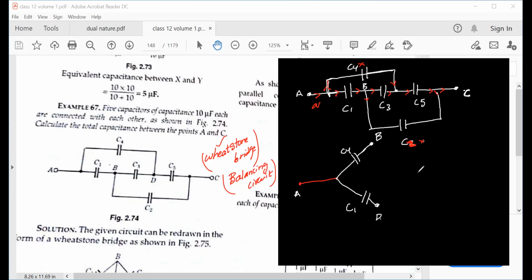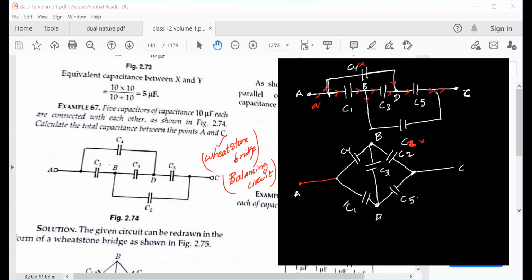Now the same thing at the C point: I'll draw two more capacitors. From B to the C point, one more capacitor, and from D to the C point, one more capacitor. This is C2 and this is C5. Below there will be a capacitor as well. I'll redraw this circuit like a rhombus shape. This is your Wheatstone bridge. From the A point, C1 and C4 are splitting in parallel, and the same for C5 and C2. In between, B and D are common points, and the capacitor between them is C3.